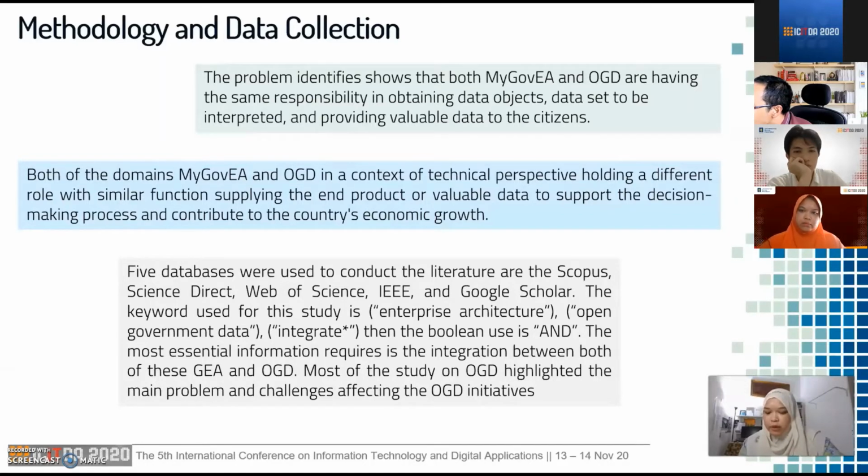5 databases were used to conduct the literature review: Scopus, Science Direct, Web of Science, IEEE, and Google Scholar. The keywords used for this are enterprise architecture, open government data, integrated. Then the Boolean used is AND. The most essential information required is the integration between both GEA and open government data.